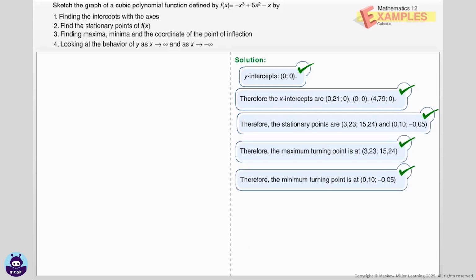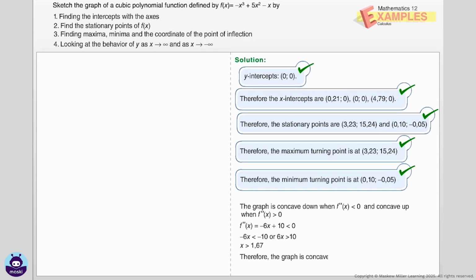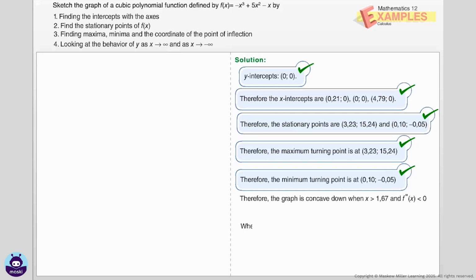Recall the test for concavity. The graph is concave down when f double prime of x is less than 0 and concave up when f double prime of x is greater than 0. x greater than 1,67. Therefore, the graph is concave down when x is greater than 1,67 and f double prime of x is less than 0. When x is less than 1,67, the graph is concave up.